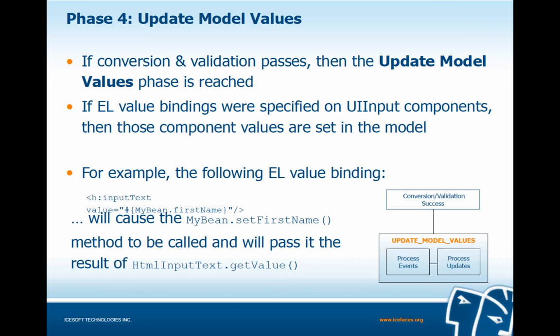If conversion and validation passes, then the fourth phase, the update model values phase, is reached. If expression language value bindings were specified on UI input components, then those component values are set in the model. So for example, the following expression language value binding, here we have an h:inputText with a value binding to the property firstName on myBean, and this will cause the setter for firstName to be called, and it's going to be passed the result of the HTML input text getValue.